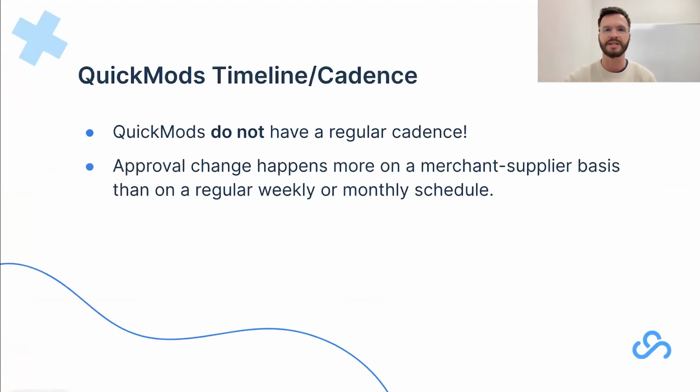Okay, so the timelines and cadence again, right? There's no regular cadence. There is no timeline. These changes can be made at any point, right? Again, with creating more competition and flexibility within the process. Approval change happens more on a merchant supplier basis than on a regular weekly or monthly schedule.